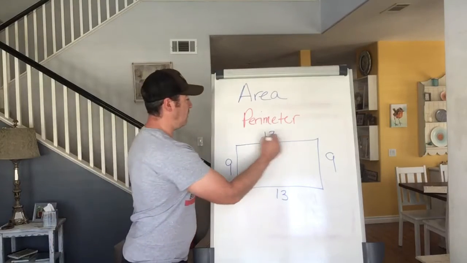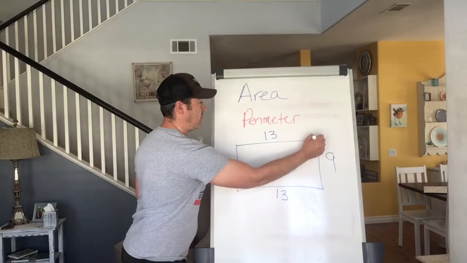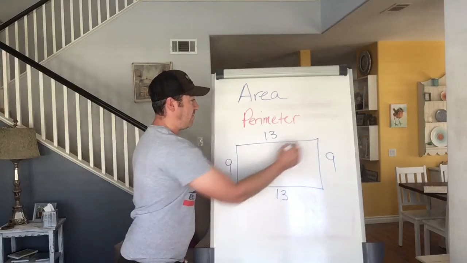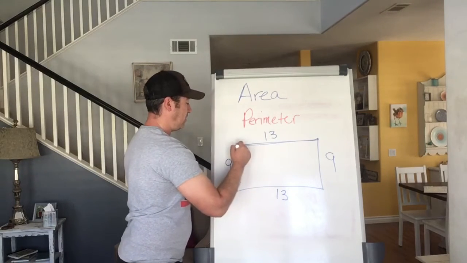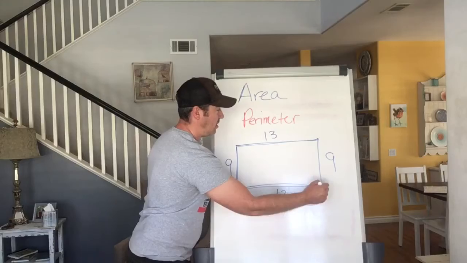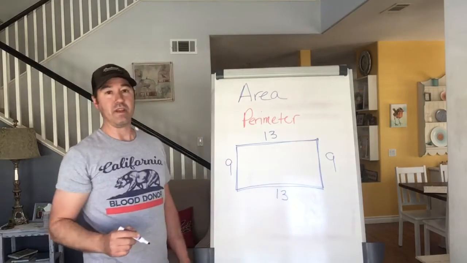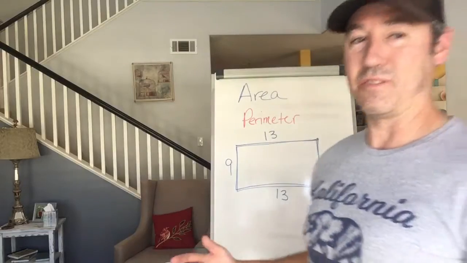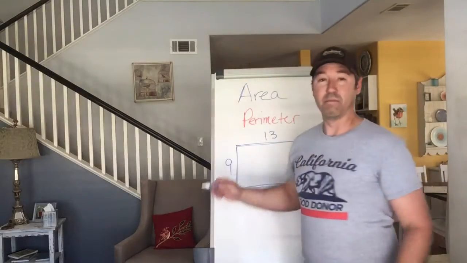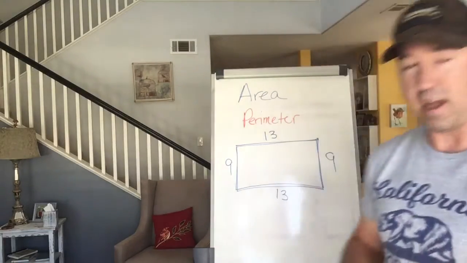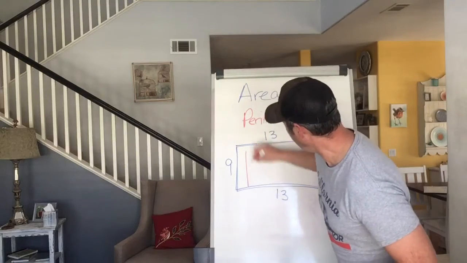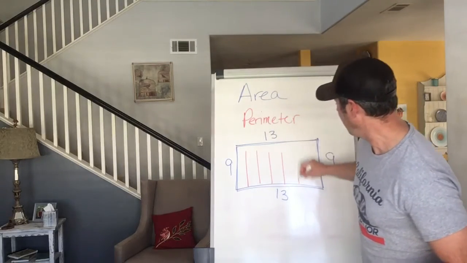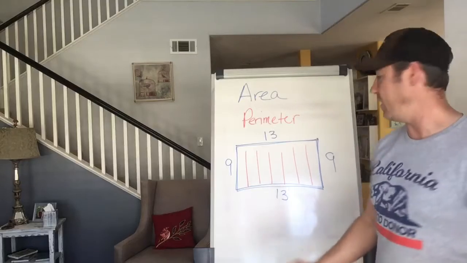So a perimeter would be like measuring around from one corner all the way back around. So we'd go 13 plus 9 plus 13 plus 9. That would give us our perimeter. But if we're trying to sell brownies, we're not so concerned about how big the perimeter is. We're trying to figure out how many brownies we would actually have to sell. And that's where we use our area.